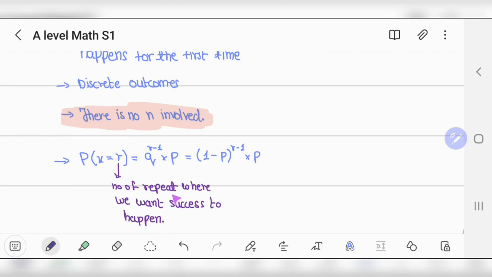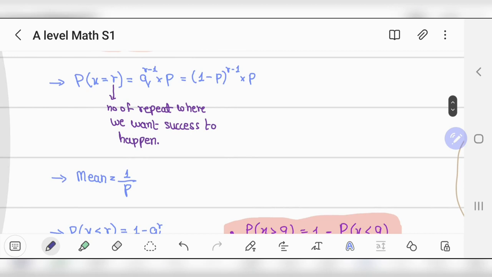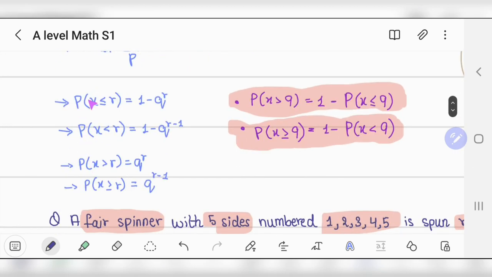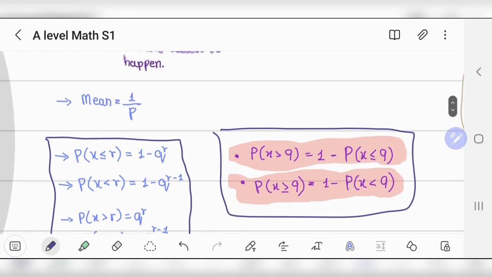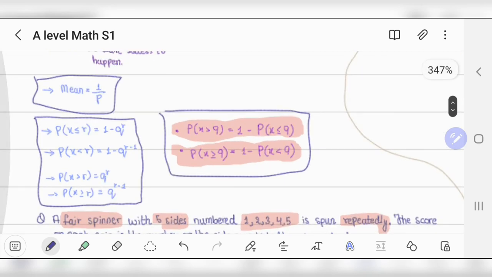R denotes the number of the repeat where we want success to happen. It's the same formula. Whenever we want to find the mean, we will do 1 upon p, 1 upon the probability of success. And you need to remember these things. If x is less than or equal to r, then 1 minus q to the power r. If x is less than r, then 1 minus q to the power r minus 1. If x is greater than r, then q to the power r. If x is greater than or equal to r, then q to the power r minus 1. You need to remember this as well. So in geometric distribution, you just need to remember these, and you need to understand this. That's it. So this is geometric.